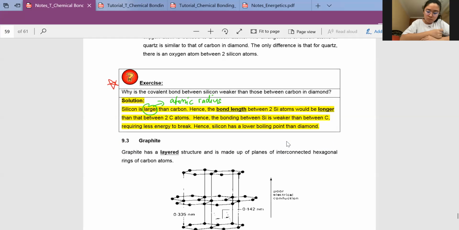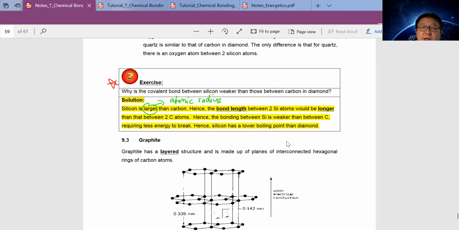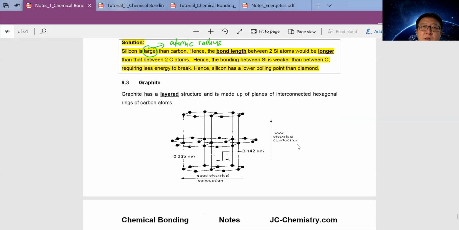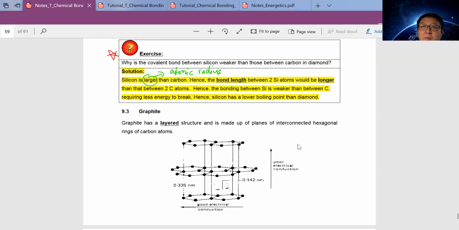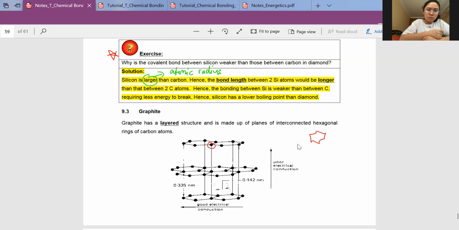Okay, next one, 9.3, is graphite. Graphite has a layered structure made up of many planes of interconnected hexagon shapes of carbon. We describe it as a beehive. You all know a beehive, always drawn like that, right? Hexagon shape. Can you see this black dot which I circled here? Every carbon is only bonded to 3 other carbon.